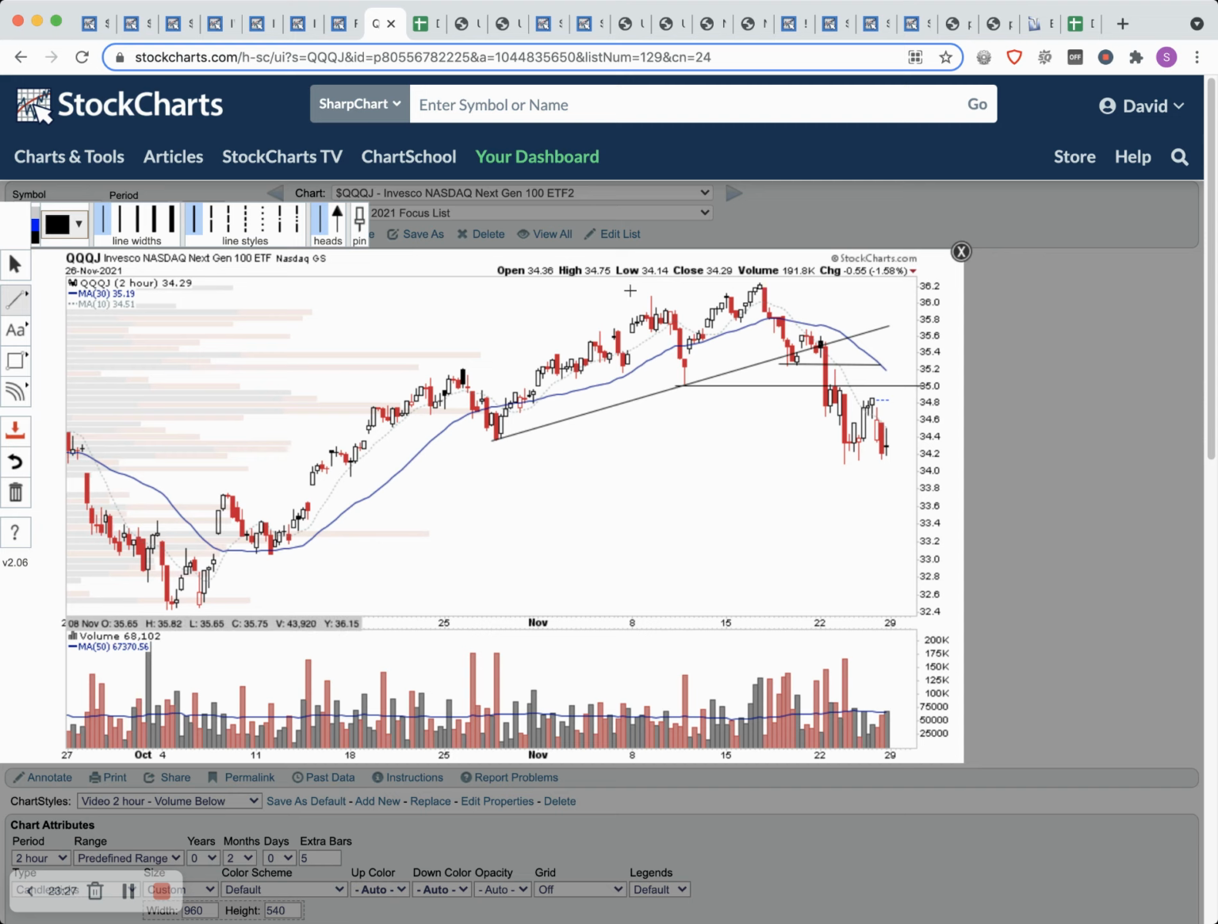So coming out of stage 2 into stage 3 here, that's your stage 3 area, and now we're in stage 4. So until this can start to firm up and get back above these levels up here, and the moving averages can start to turn back up again, then this one is again an avoid.